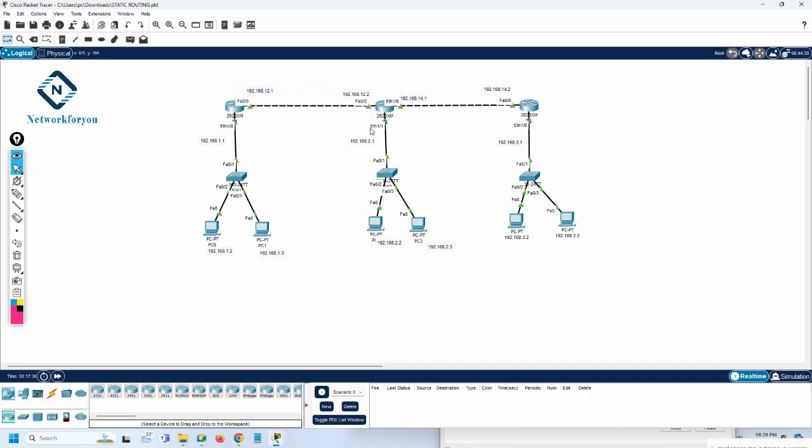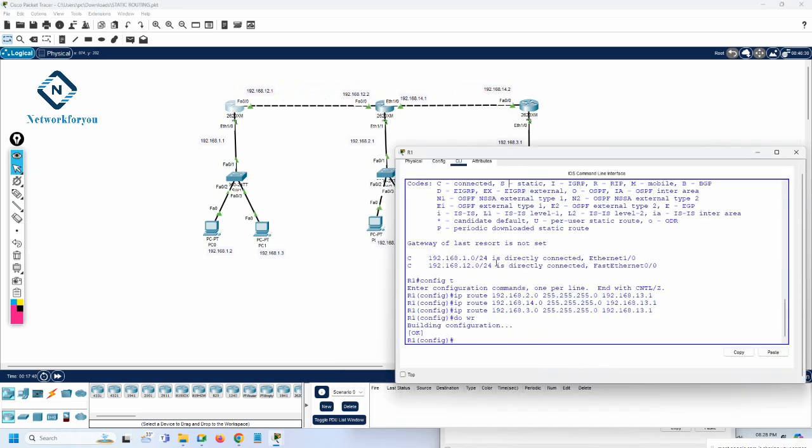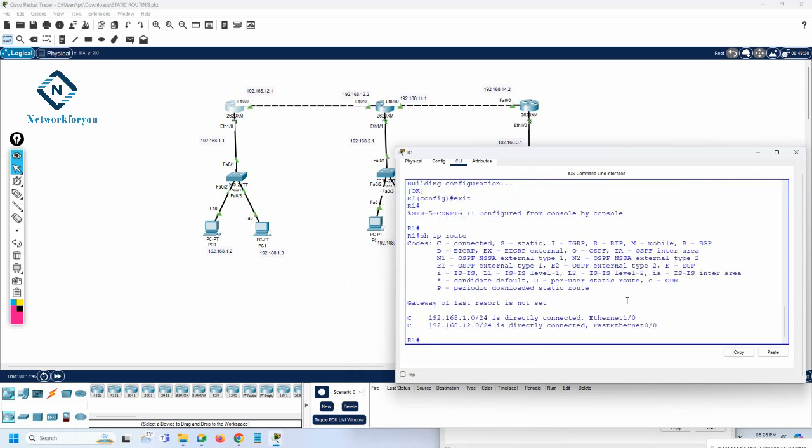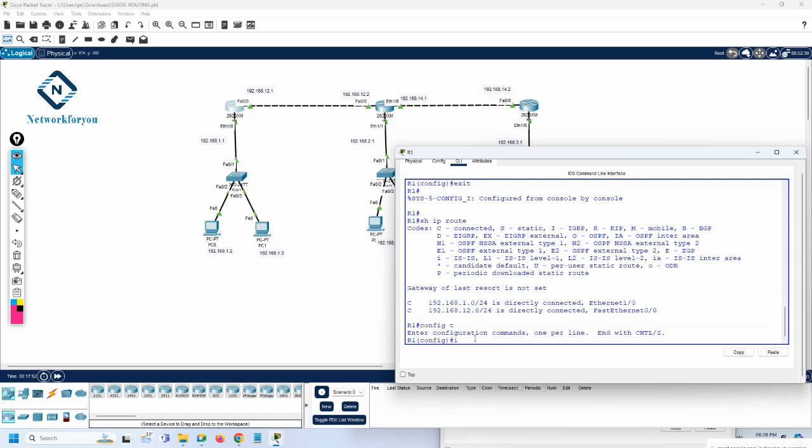I think here our IP is correct. Let's see the routing here, what we did. Did we do correct or wrong routing here also? I think maybe we did wrong routing. I will write show IP route. Here we don't have any routing. Let me configure IP route. I am in R1.